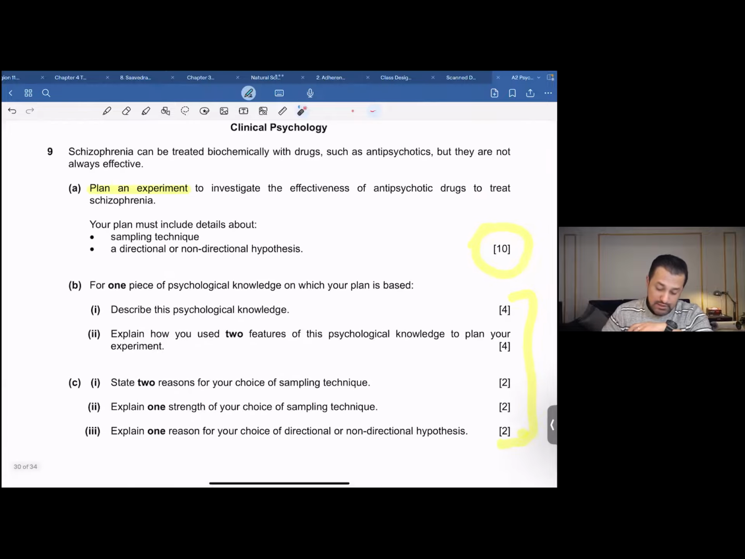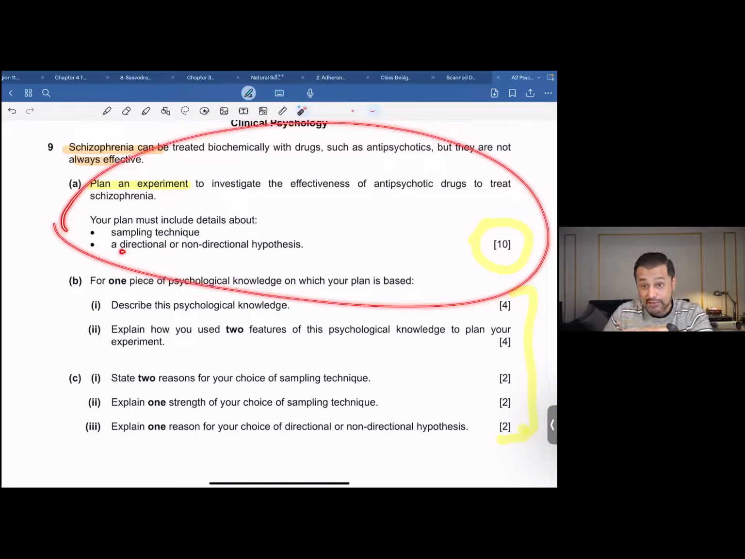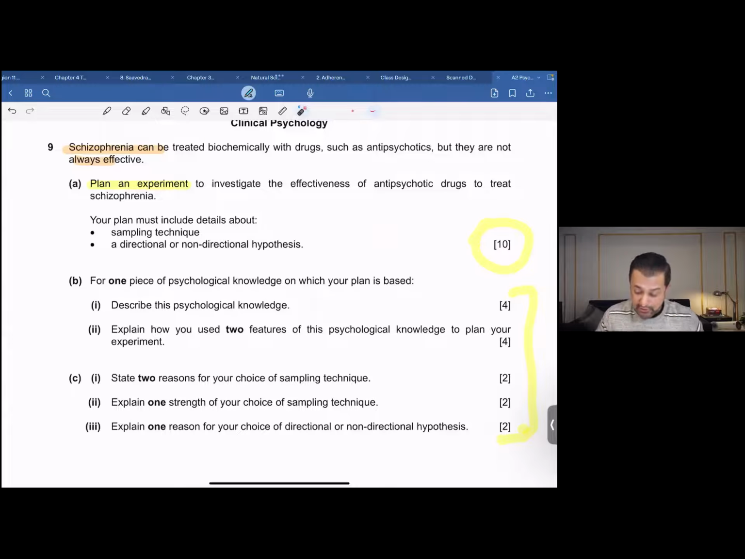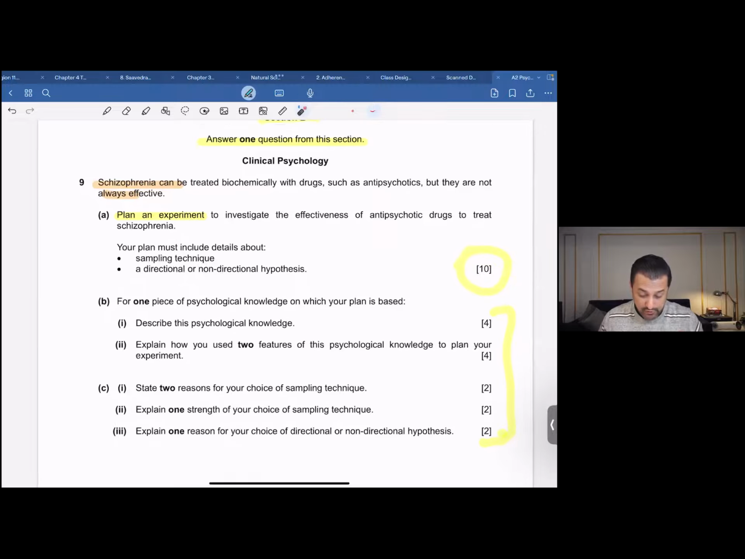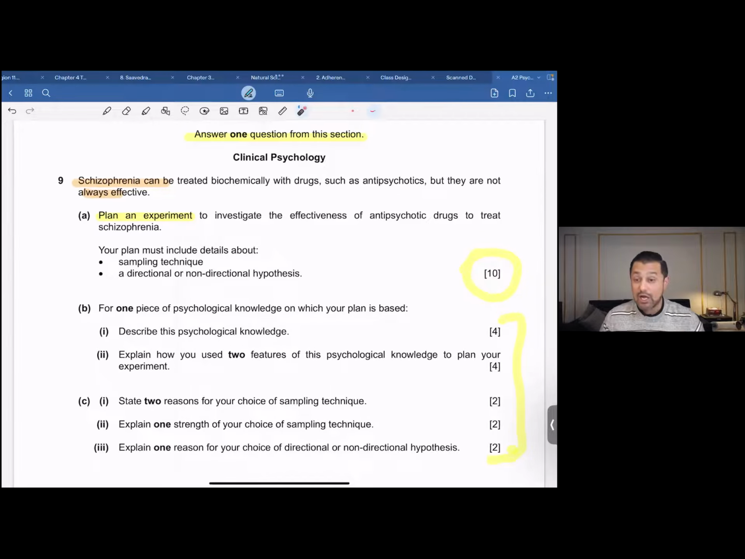Schizophrenia can be treated biochemically with drugs such as antipsychotics, but they're not always effective. You're expected to plan a study. This was formerly known as designing a study. Now the examiner refers to it as designing a study. For this particular question, this is another detailed video that I've put, and I'll try to add the link of that video in the description. So just in case you're interested, you might as well go through that video. That would enhance your understanding of this.